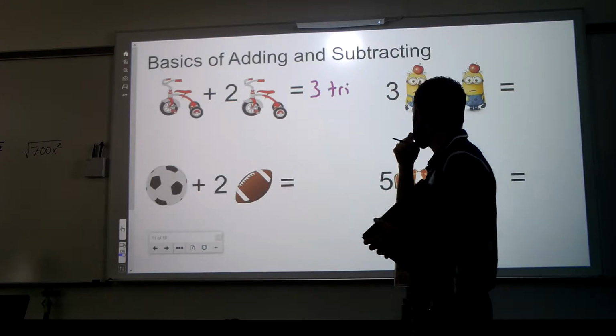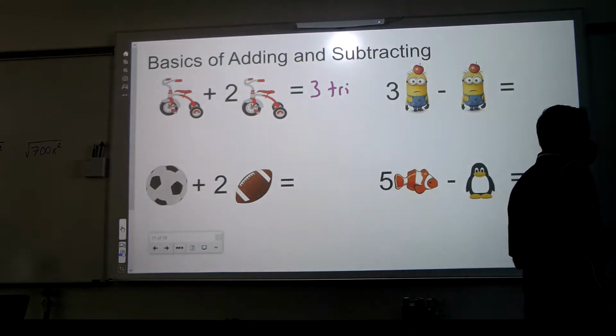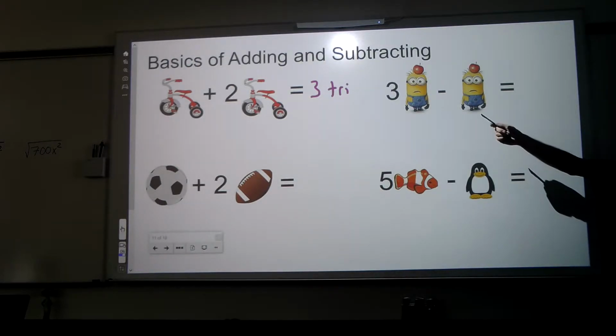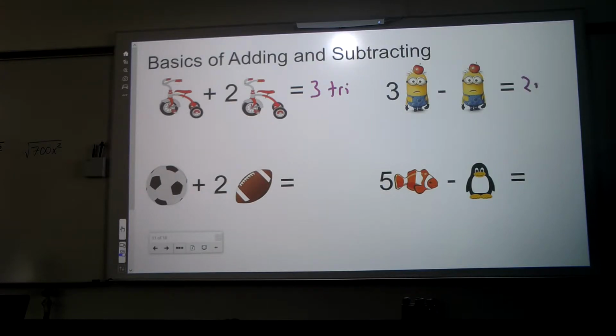Jade, what's this next one? 2 what? We take 3 minions minus 1 minion. We have 2 minions. What are their names? You don't know the names of any minions? Bob, Larry, Stuart, or Dave. Those are all good names, right?